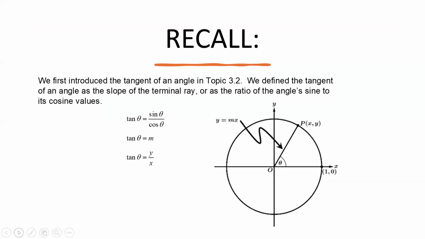All right, so recall that we briefly talked about tangent in 3.2. We defined the tangent of an angle as the slope of the terminal side. Basically, it's the ratio between your y and your x, right? The reason we call it the slope is because you learn slope as the change in your y over the change in your x, right? And if we think about tangent in the same format, we can build on this.